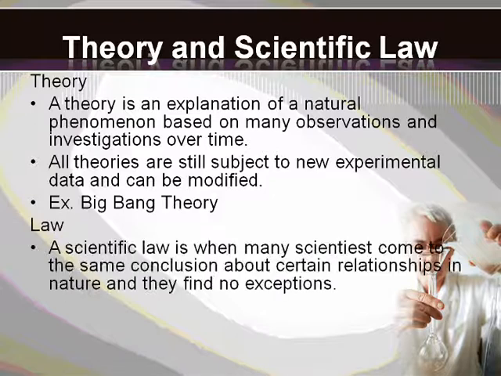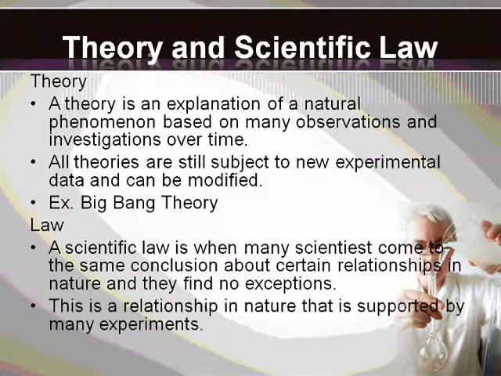Now, scientific law. This is when many scientists have come to the same conclusions about certain relationships in nature and that they have found no exceptions. So scientific law is something that has been proven, and it's something that all scientists agree is correct and that there's no other exceptions for it. This is a relationship in nature usually, and it's always supported by many experiments. They have done a lot of experiments before they make something a scientific law.